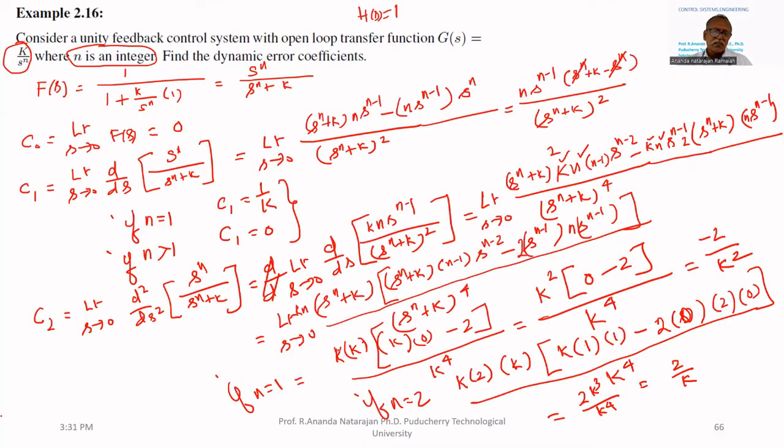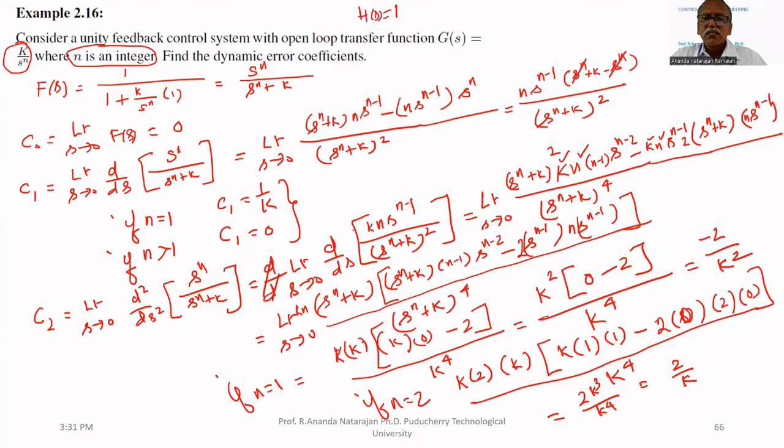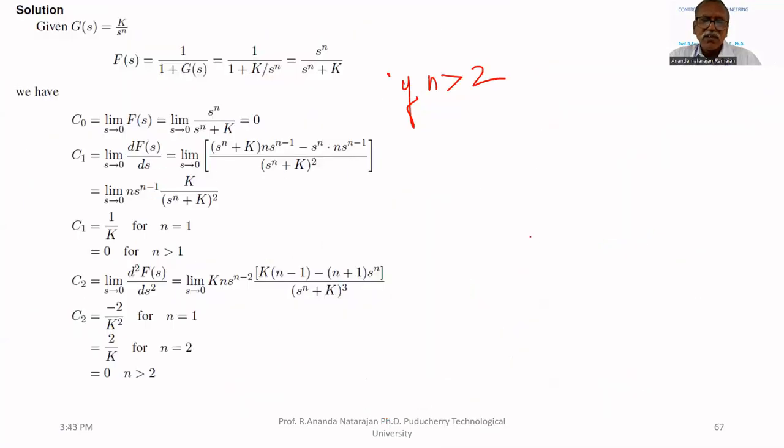If n is greater than 2, this is always 0, because of this part the entire part is 0. If greater than 2, this part also becomes 0. Therefore, the numerator becomes 0. That's why C2 is always equal to 0 if n is greater than 2.